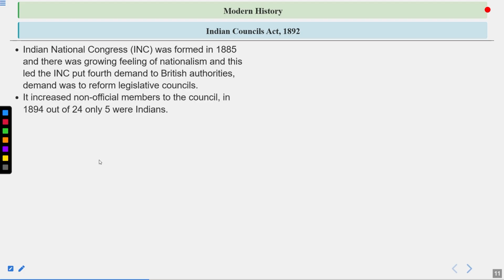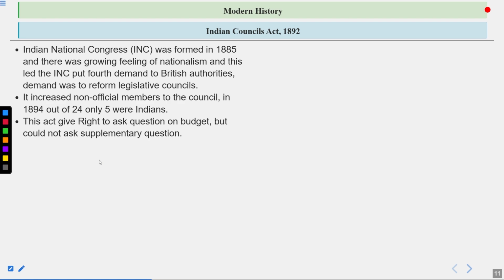It increased the non-official members to the council in 1894. Out of 24, only 5 were Indians. So now, as I was saying about the non-official members or nominated members, the number of Indians was to be increased in the council, basically in the Legislative Council. This act gave the right to ask questions on the budget, but not supplementary questions.